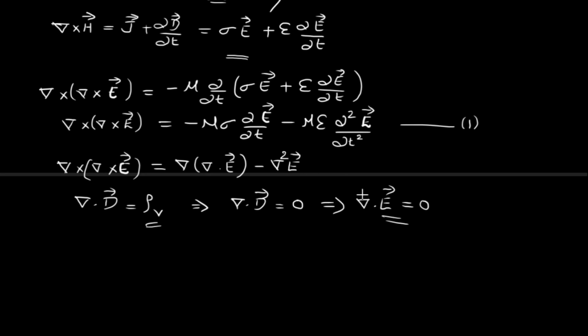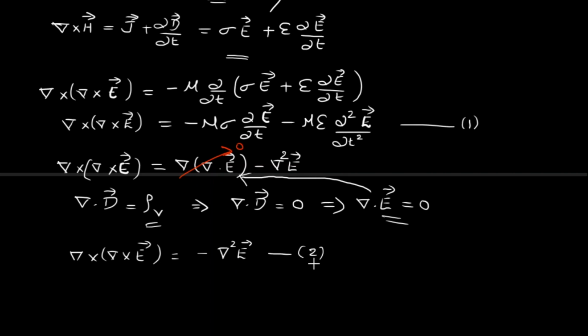So for this particular medium which we are considering, in this vector identity, the del dot E term should be 0. So my vector identity simplifies as curl of curl of E equals minus del square E. So this is my vector identity now.